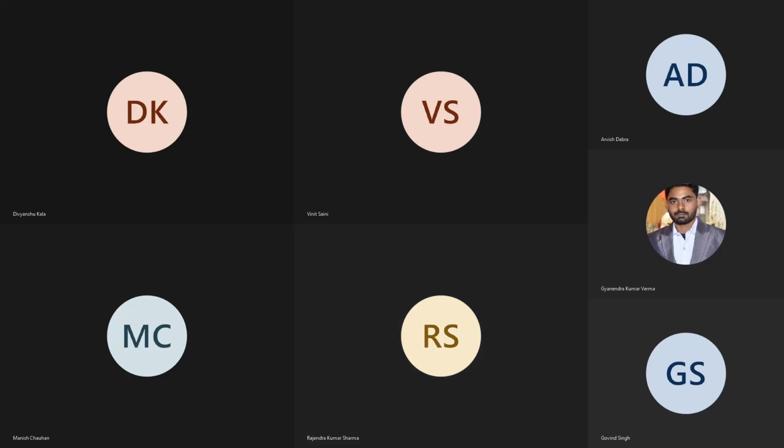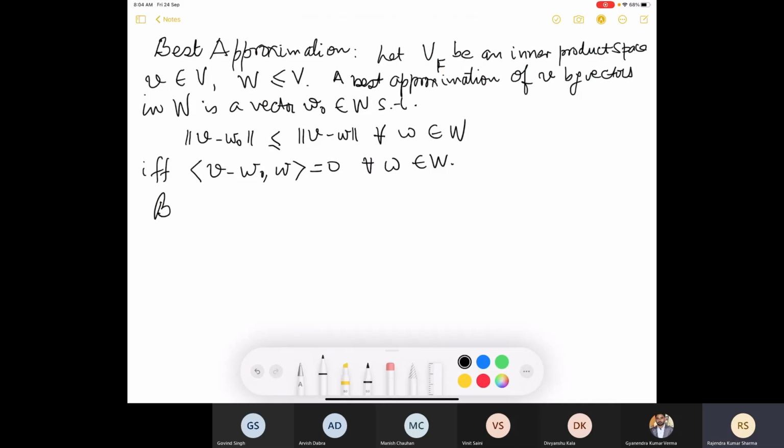Subspace, and V a vector in V. Then a best approximation of V by vectors in W is a vector W naught in W, such that the norm of V minus W naught is less or equal to the norm of V minus W for every W in W.